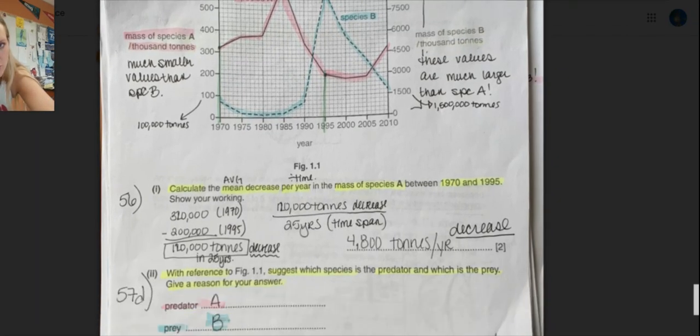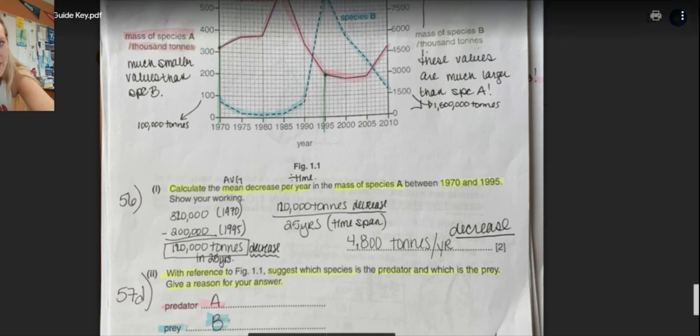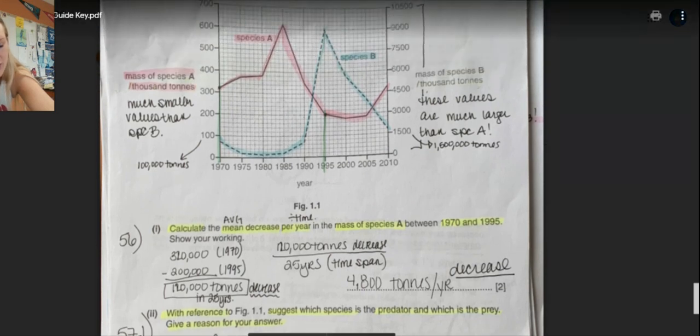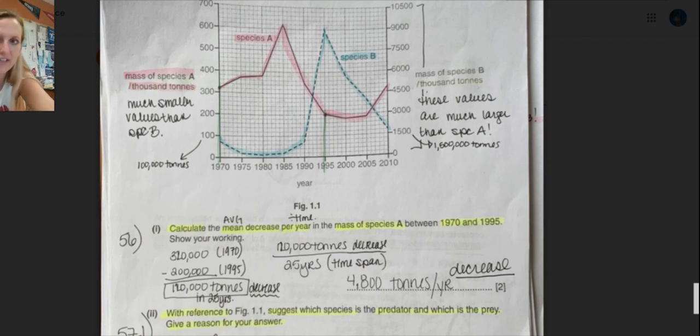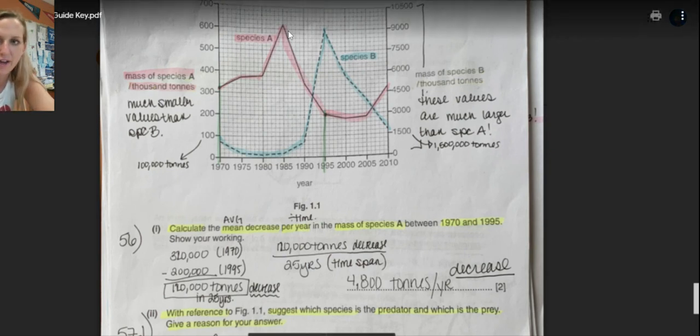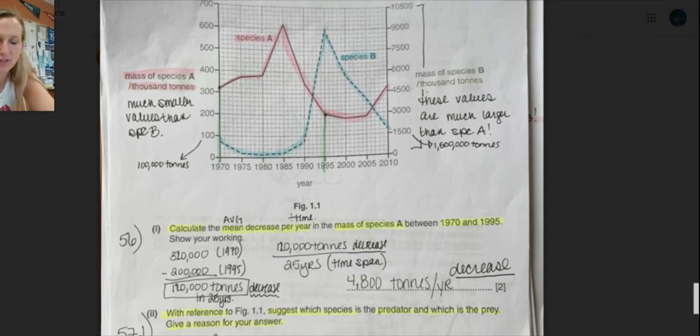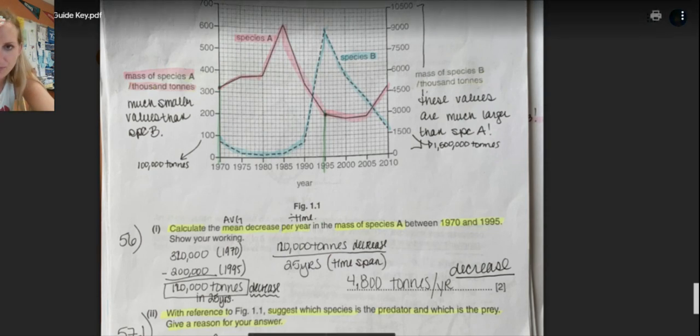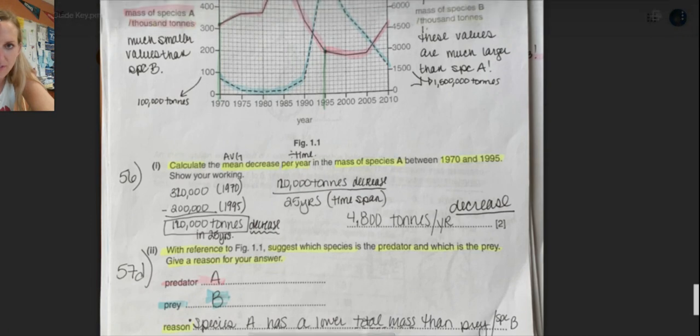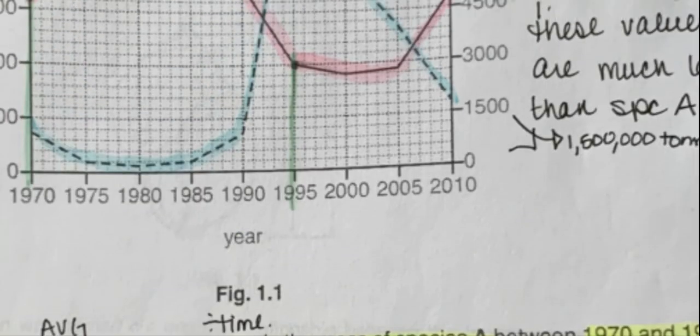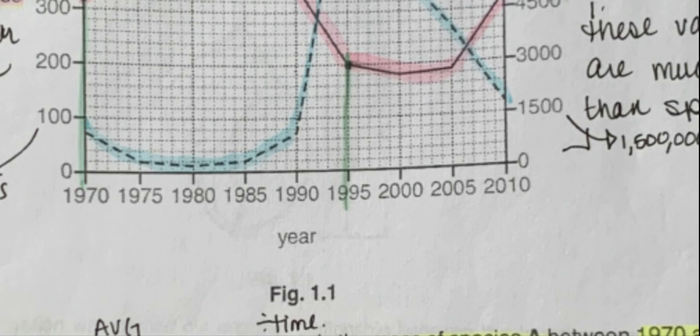So there's 320. And then in 1995, they're at 200,000. So they're already telling you it's in a decline. It is in a decline. You can see them go down, and 200,000 is definitely less than 320,000. And then, 1995. You're reading right on the line. It's 200,000.